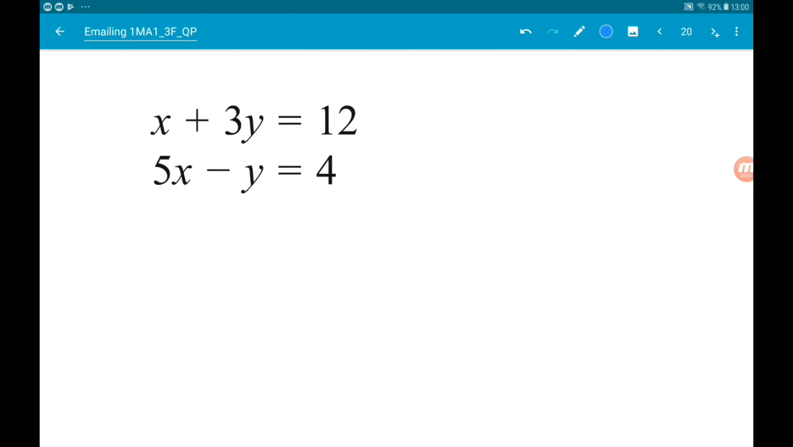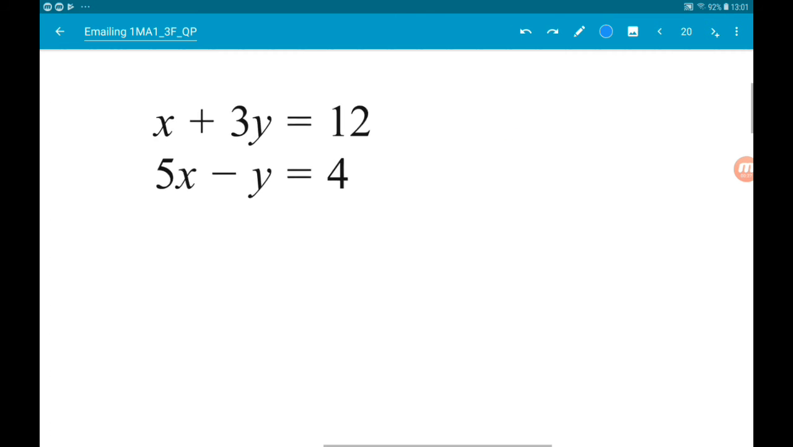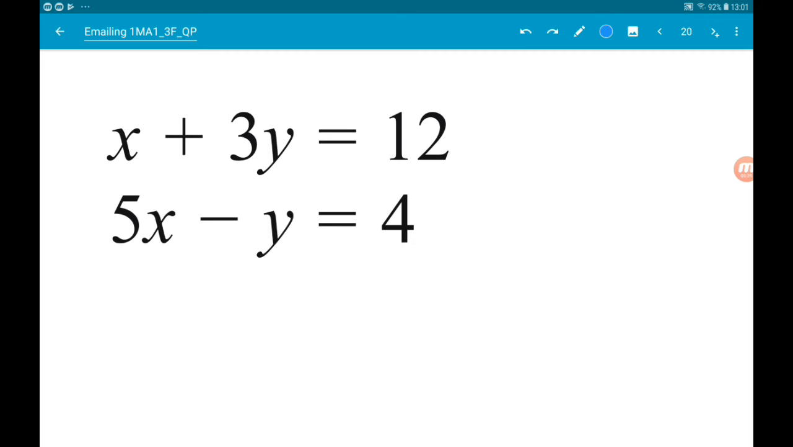Number 27, final question, simultaneous equations. If you're rusty, playlist down below. So we want to solve x add 3y equals 12 and 5x minus y is equal to 4. That means we need to find the value of x and the value of y. So the very first thing to do is to call them 1 and 2.